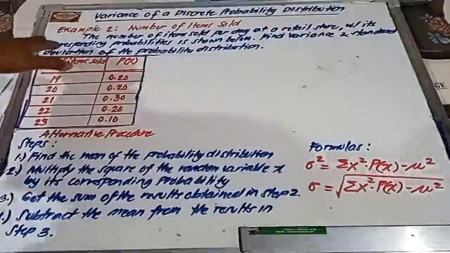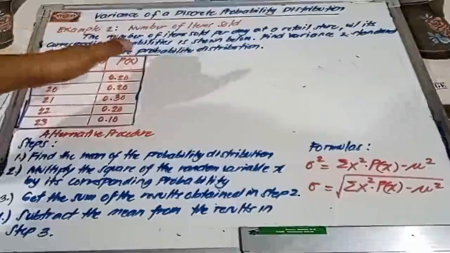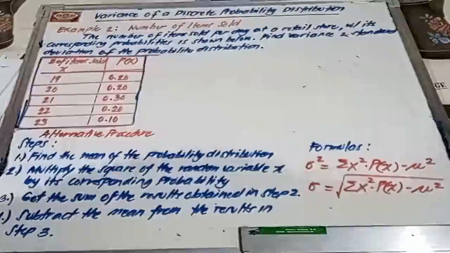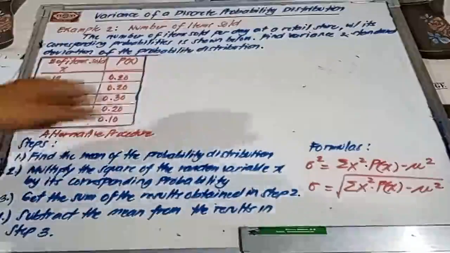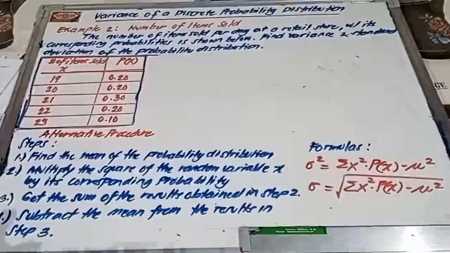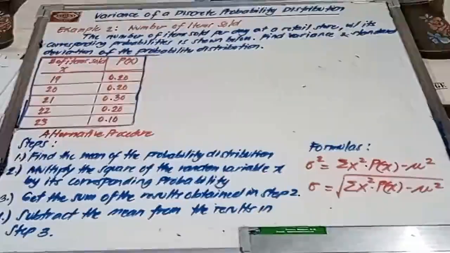Now, for example number 2, alternative procedure, this is about the number of items sold. We have the number of items sold per day at a retail store with its corresponding probabilities is shown below. Find variance and standard deviation of the probability distribution. For step number 1, we're going to determine the mean of the probability distribution.